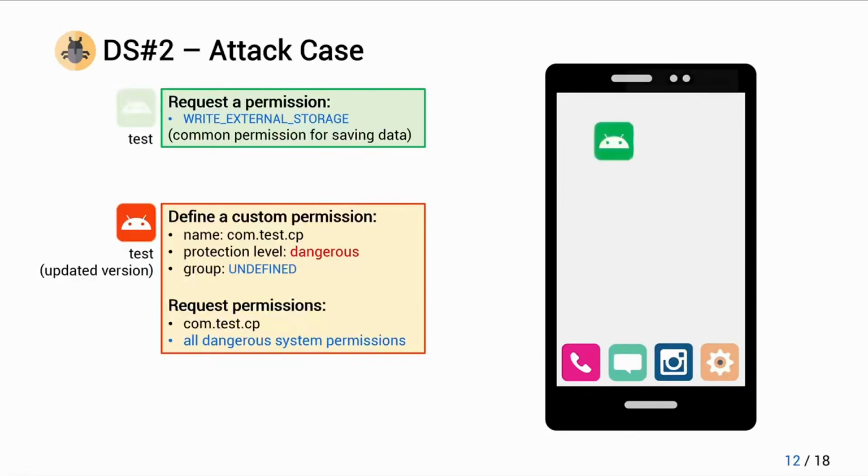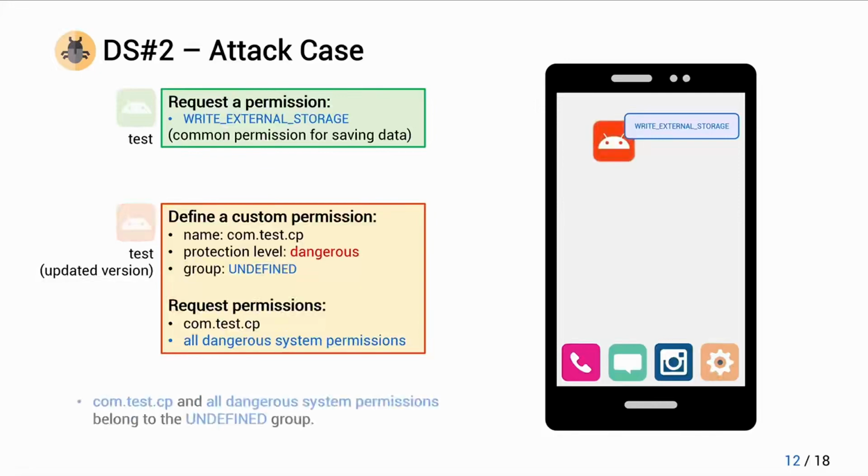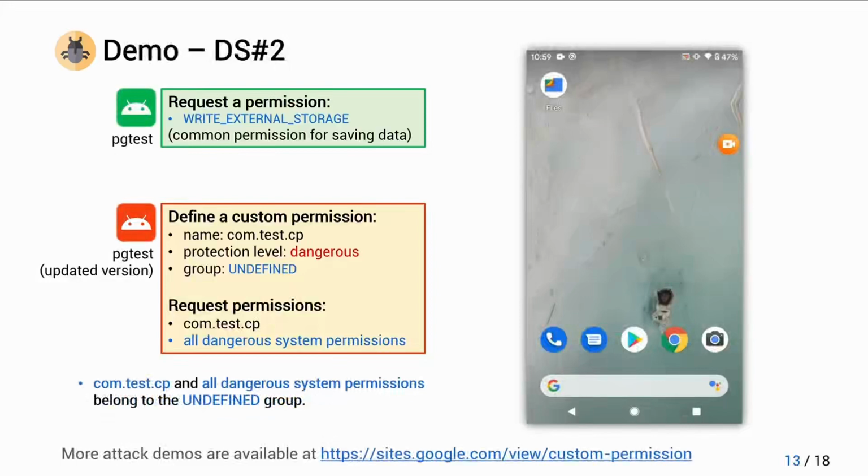The user first installs the app test and grants the right external storage permission to it. Then she updates test. Next, when the system processes a custom permission granting request, all dangerous system permissions will be mapped to the undefined group incorrectly. And since the app has been granted the right external storage permission of the undefined group, it will get all dangerous system permissions without user consent. Let's see the real attack demo.